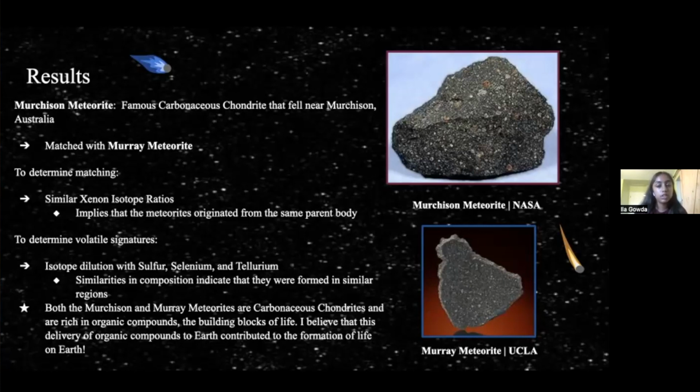Next, to compare the volatile signatures, I found a dataset measured by the University of Bonn, which compared the abundances of sulfur, selenium, and tellurium in both the meteorites. This was measured through a process called isotope dilution, which is a method that accurately determines the concentration of a compound. In the bigger picture, both the Murchison and Murray meteorites are carbonaceous chondrites, which are rich in organic compounds and the building blocks of life. I believe that the delivery of the organic compounds to Earth contributed to the elements that allow life to form on Earth.